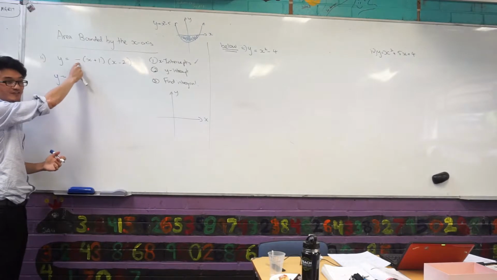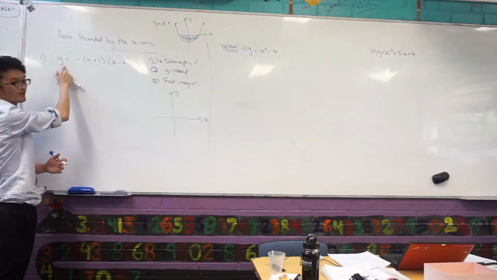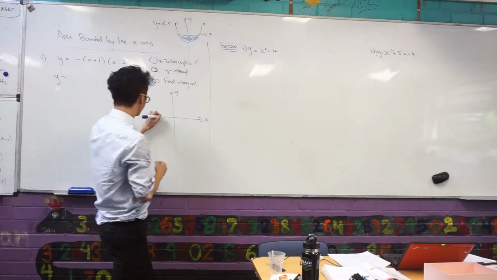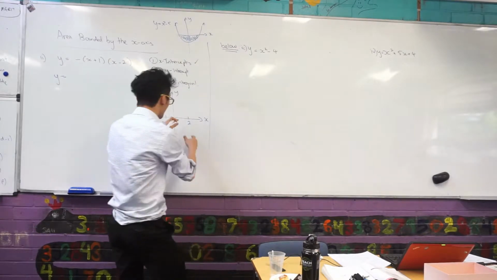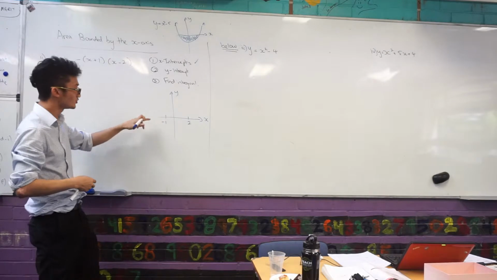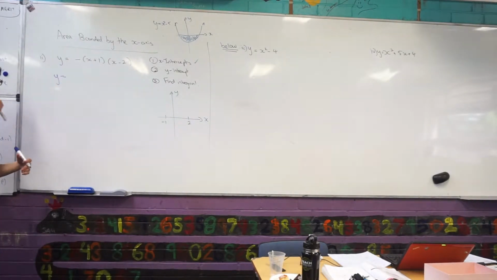Notice that this negative in the front doesn't affect anything. You want to know what values of x will make y equal to 0. Those are the x-intercepts, and in this case, it's just negative 1 and 2. So I know the x-intercepts. I'm not too sure where the y-intercept's going to be. But if you expand this out, it will really help.